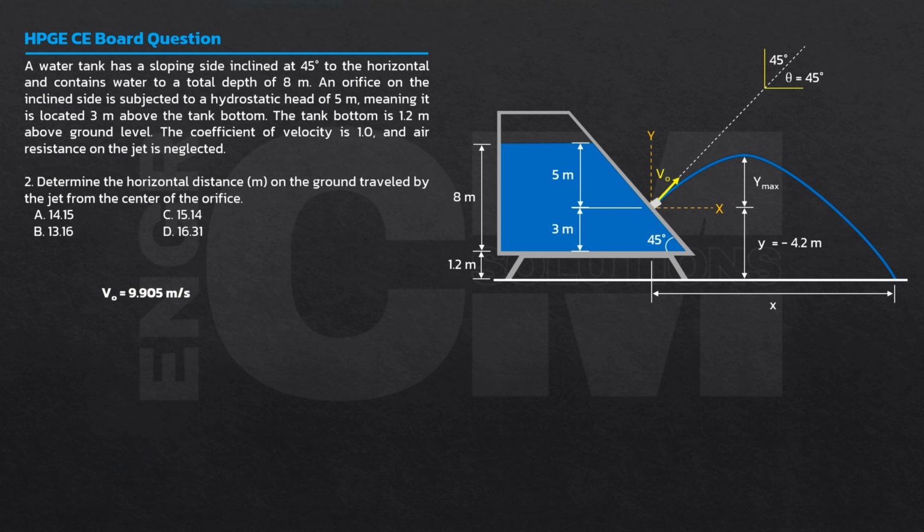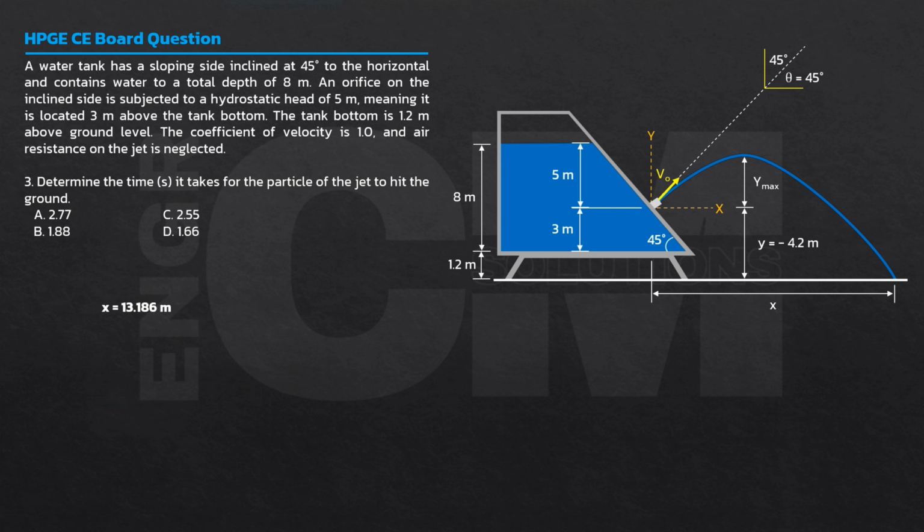Determine the horizontal distance on the ground traveled by the jet from the center of the orifice. This is the horizontal distance. This is the function of the parabola, from the dynamics formula. Y is negative 4.2, X is unknown. Theta is the angle from the horizontal. And then g is 9.81. X squared over VO, which we got previously, cosine theta, with theta 45 degrees. You may use shift solve. What you get is 13.186 meters.